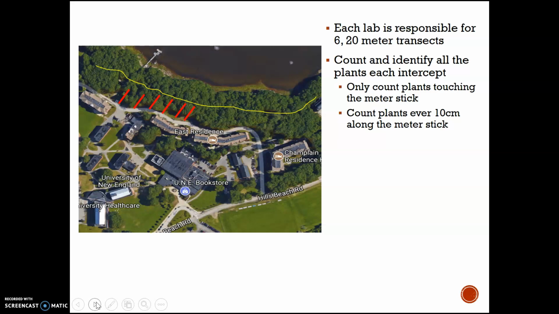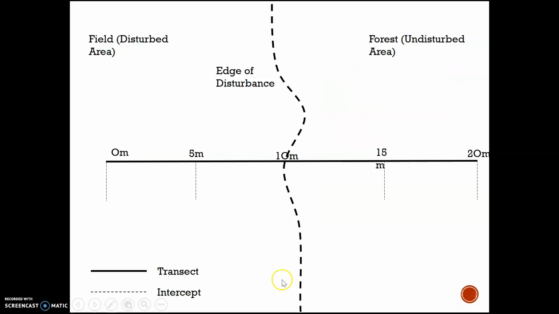Each lab is going to be responsible for 6 20-meter transects. You're going to count and identify all the plants at each intercept. So at each of those distances, you're going to lay down a meter stick, and you're going to only count the plants that are touching that meter stick, and then count the plants that are every 10 centimeters along that meter stick. So here's how it's going to be set up.